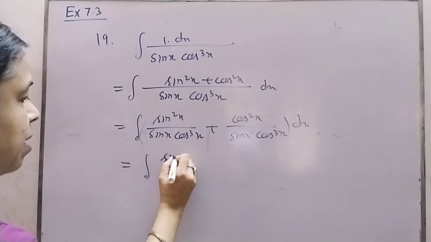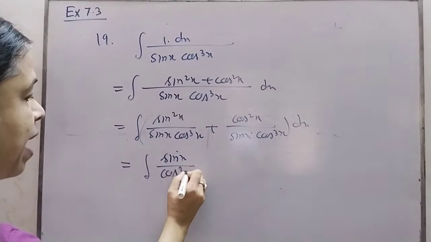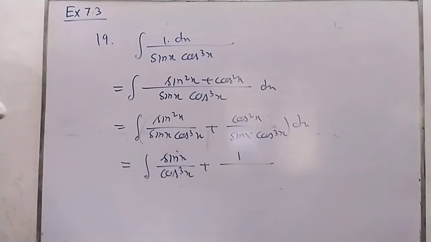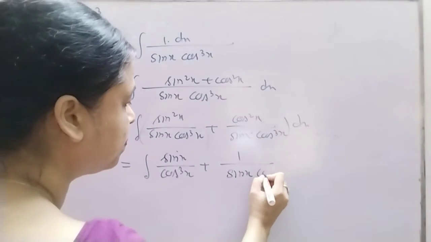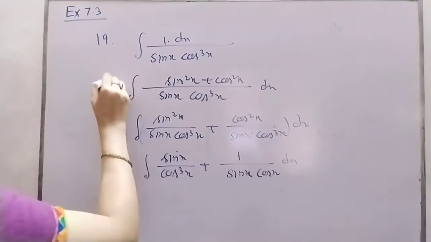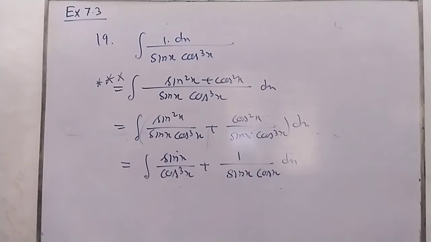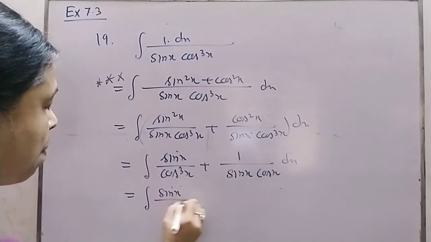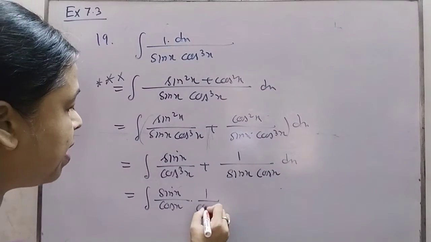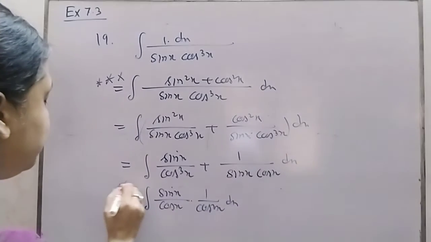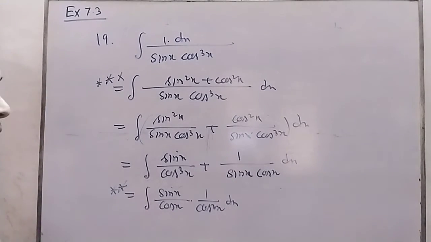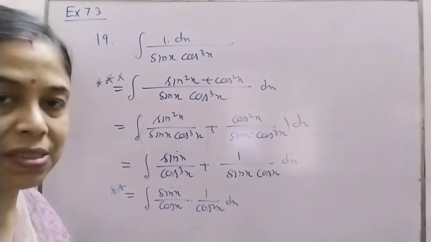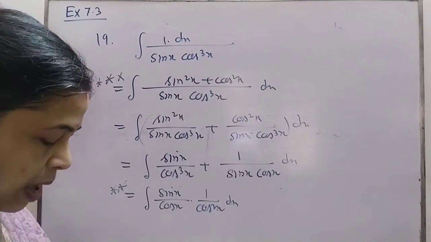And sin x by cos³x is there. Plus here one cos x is cancelled out. Only what is left here is 1 by sin x cos x into dx. This step you have to practice. Now it can be simplified into the form sin x by cos x into 1 by cos²x. Again you have to know this step, why I am converting it. Sin by cos gives you tan and 1 by cos² gives you sec²x. Tan and sec² can be integrated. So I have used it like this.